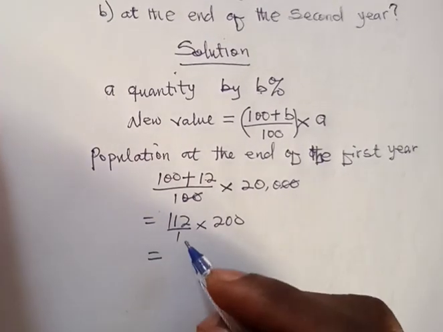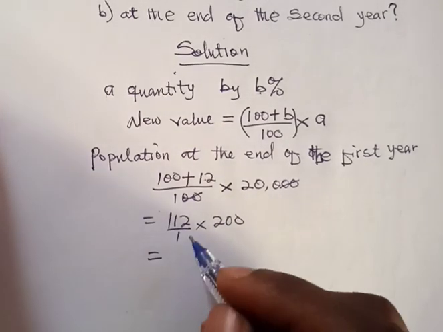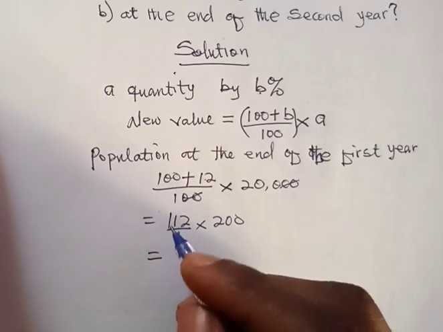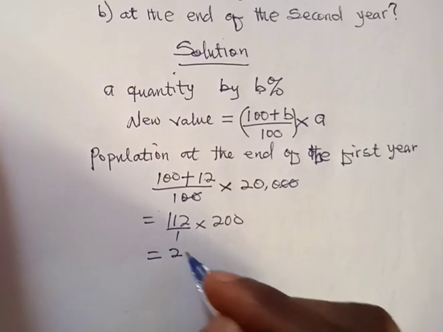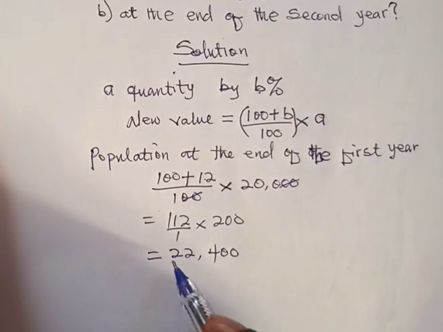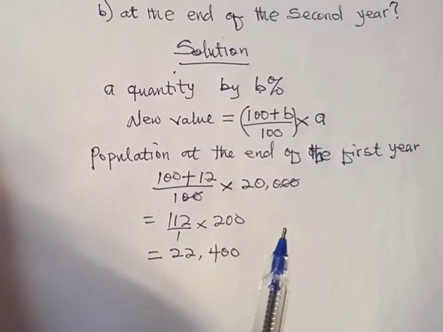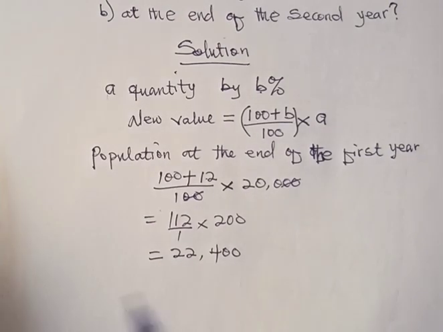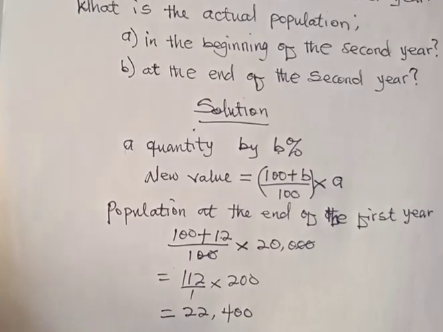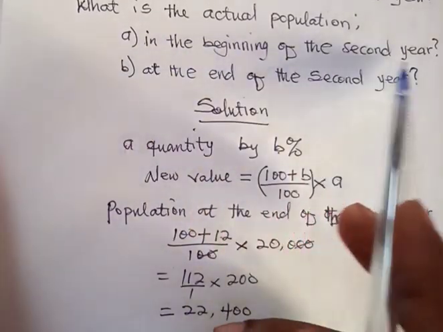What will be our total population for this, or at the end of the first year? So 112 times 200 is going to give me 22,400. So 22,400 becomes the population at the end of the first year, when it was increased by 12%. All right, good. Now, how do I get the first answer? Okay, in the beginning of the second year.